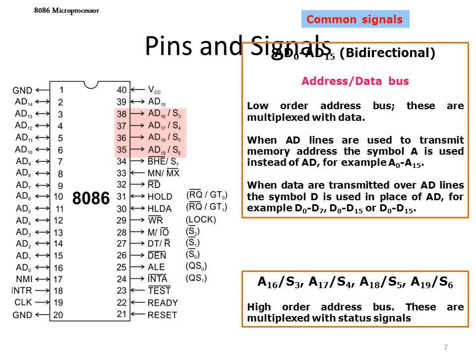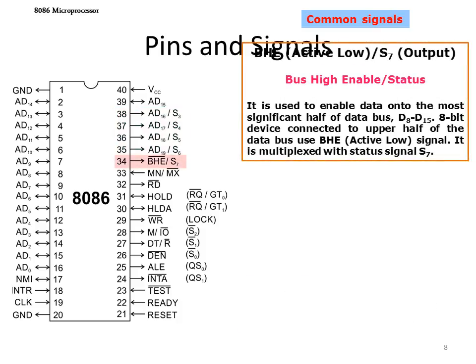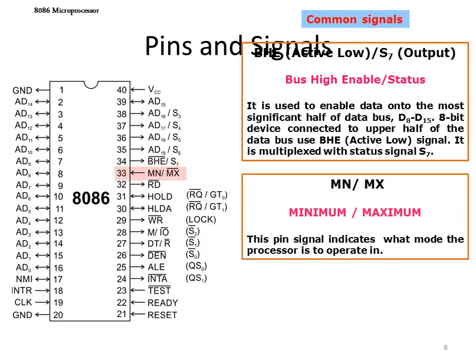These are multiplexed with the status lines S3, S4, S5 and S6. Bus high enable is multiplexed with the status signal S7. It is used to enable the data onto the most significant half of the data bus, that is D8 to D15. An 8-bit device connected to the upper half of the data bus uses BHE bar. BHE bar is used to select the odd memory bank.